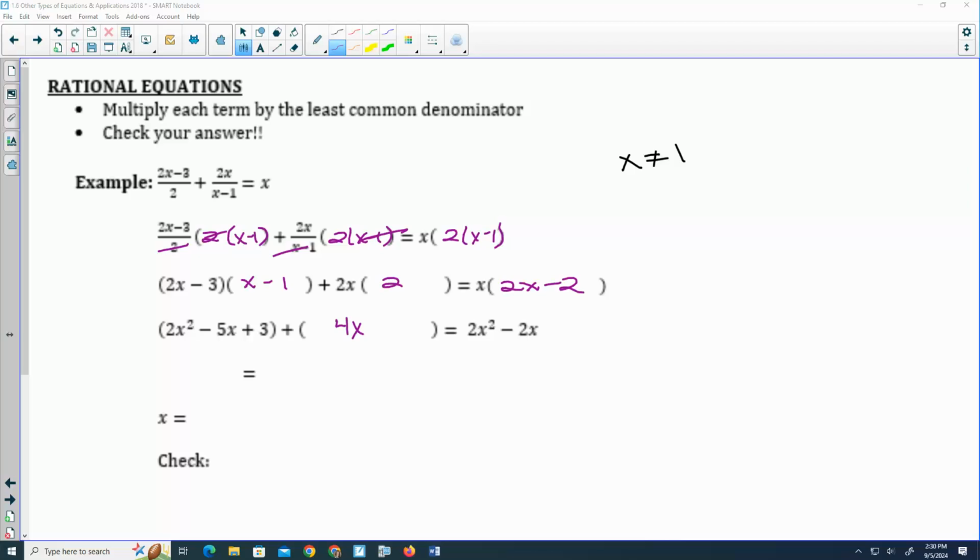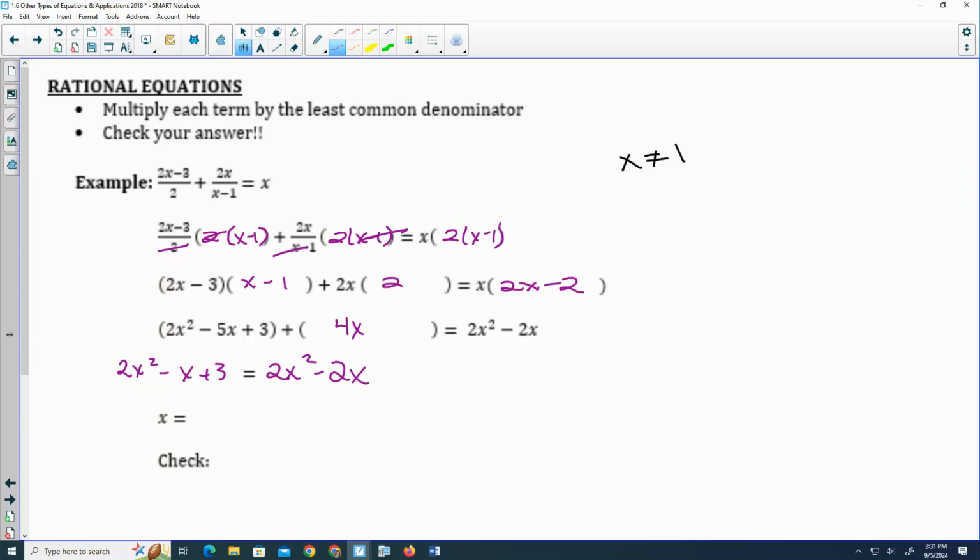Alright. So now what? We need to combine my terms, get everything on one side so we can solve this. We may need to add another line in here, but if we just combine, we have a 2x squared minus x plus 3 equals 2x squared minus 2x.